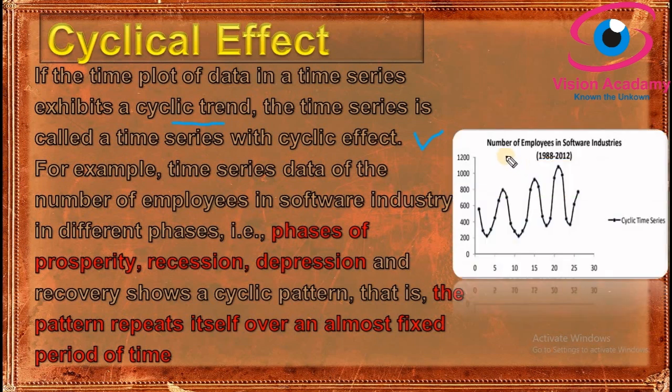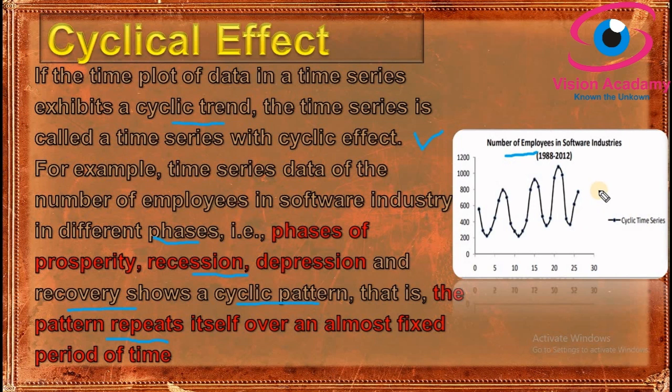Here you can see the number of employees in the software industry over a given period of time from 1988 to 2012. In this you can see a cyclical effect for which we have considered different phases. Phases may be prosperity, recession and depression. From these three different phases you may see recovery. That recovery shows a cyclical pattern, which means that the pattern repeats itself over an almost fixed period of time.